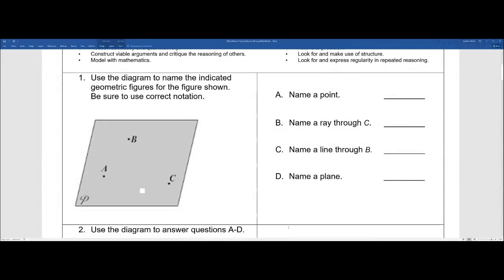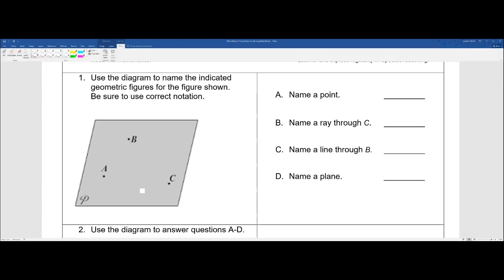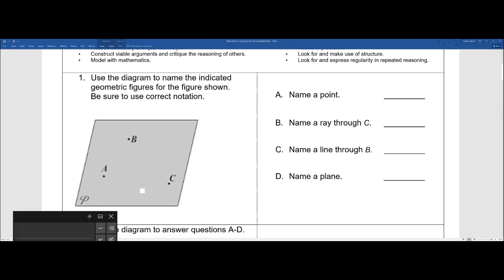Alright, so if we're looking at number 1, first things first, they're asking us to name some things. Looking at this diagram on number 1, we have a couple points. First point is point A, another point, point B, and another point, point C.